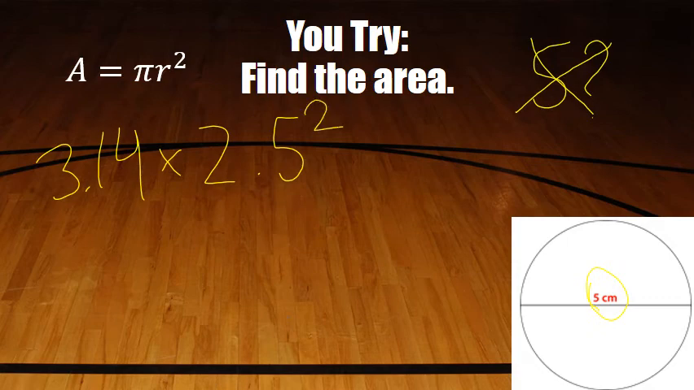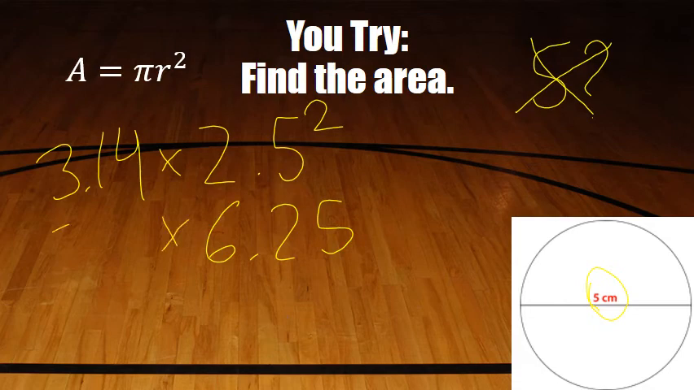And you're going to square that. So let's do the math for that. 2.5 times 2.5. For that, you're going to end up with 6.25. When you square a number, you just multiply it by itself. So 2.5 times 2.5, you get 6.25.